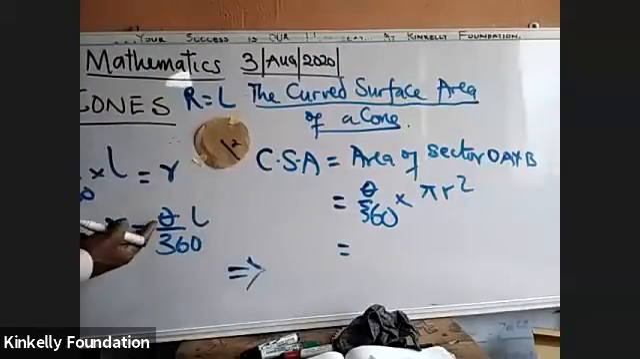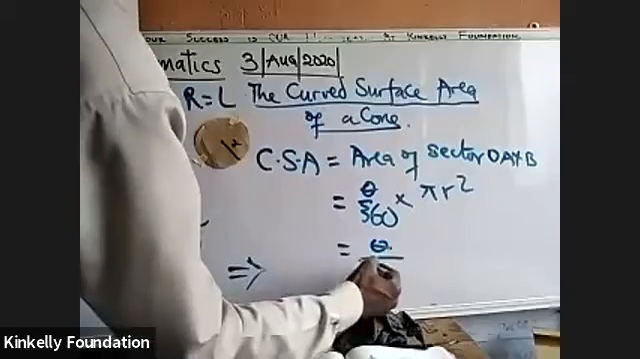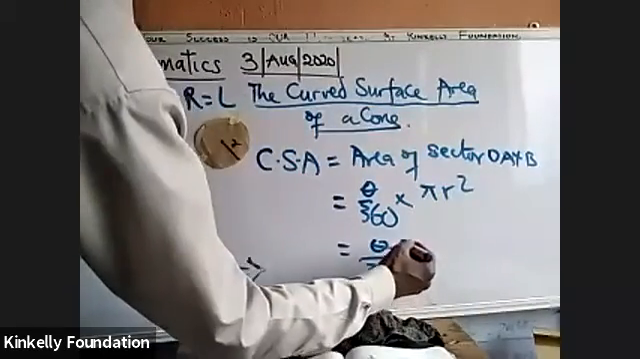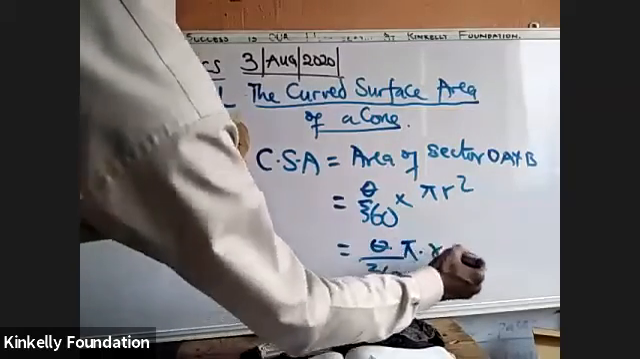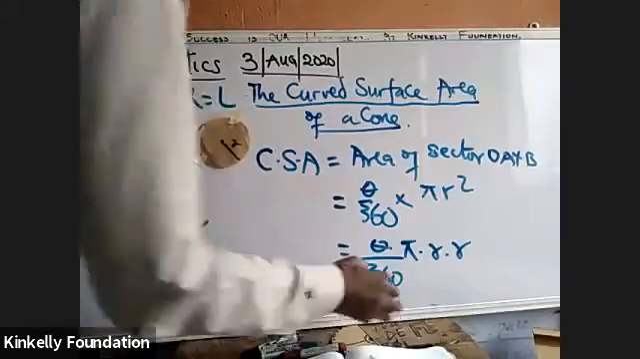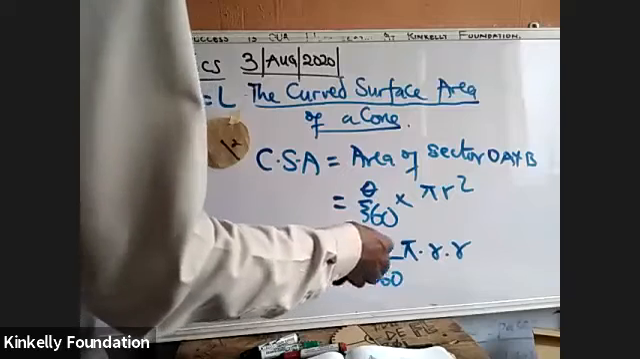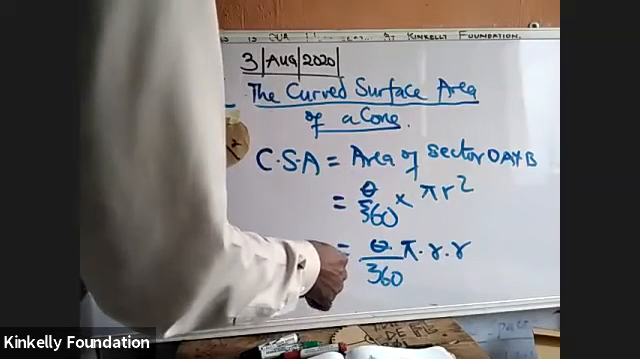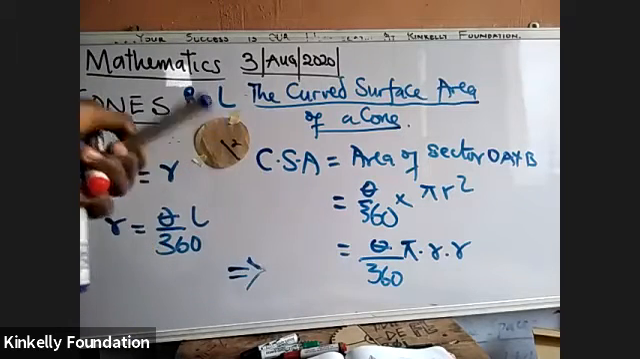Remember, r is theta L over 360. Let's separate all these things. Theta over 360 r, we have pi times r times r. If you have this, we'll change one of these to another. Let's continue. Do you understand what it will mean here?